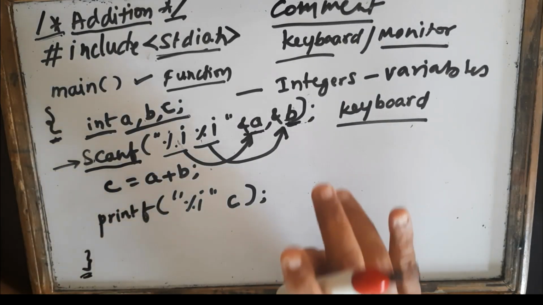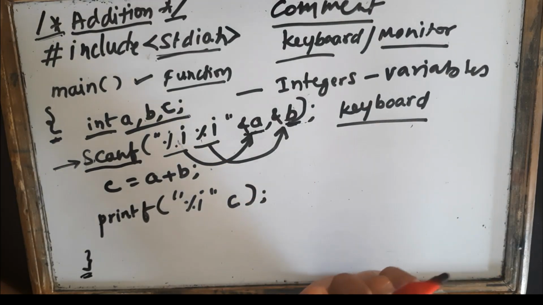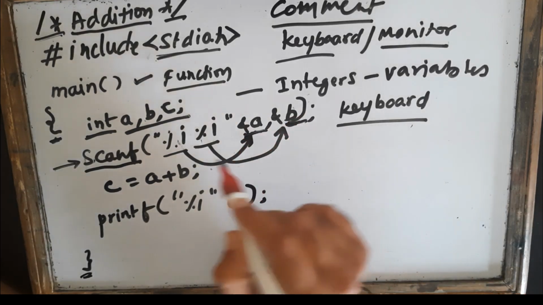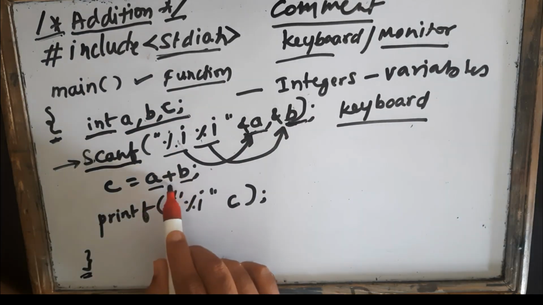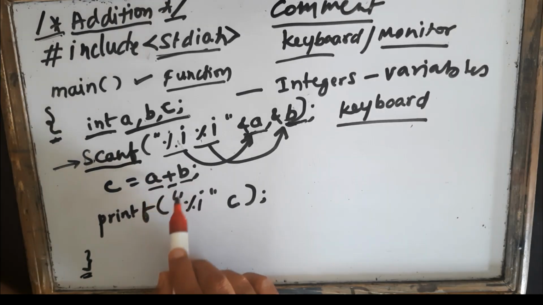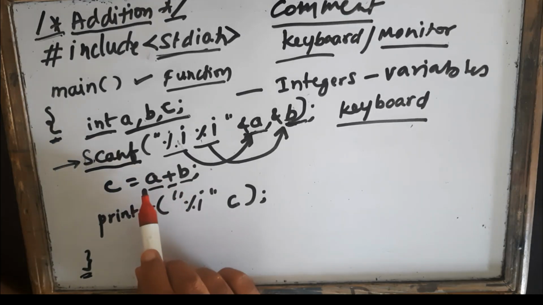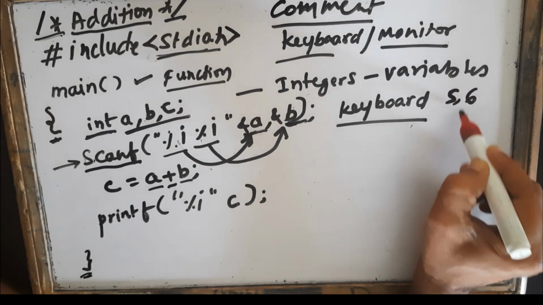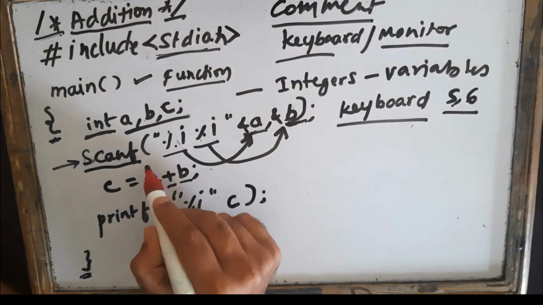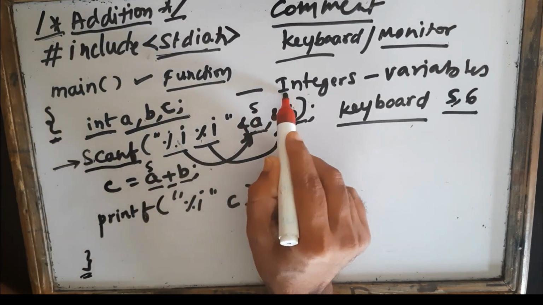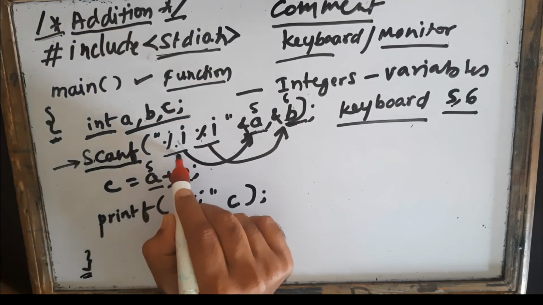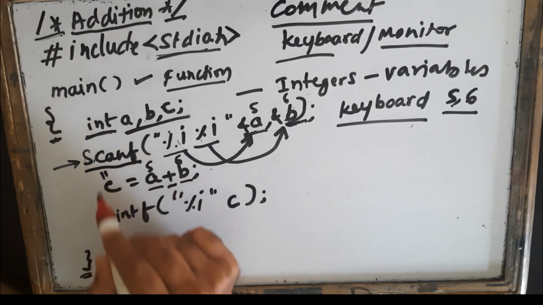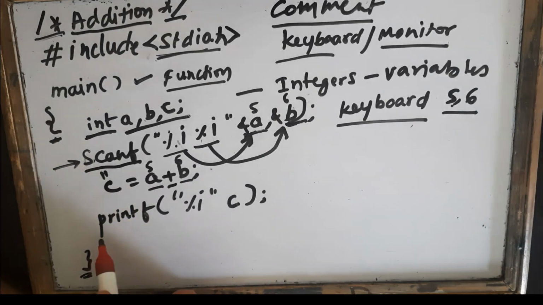Okay, whatever you enter, say for example you entered 5 and 6 on the keyboard, those 5 and 6 will be stored into a and b. Then a and b will be added using this operator. a plus b means a and b both can be added, and the value stored. Say for example you entered 5 and 6 here, so 5 will be stored in a, and 6 in b. The same 5 and 6 will be used here and added, and 11 will be stored in variable c.